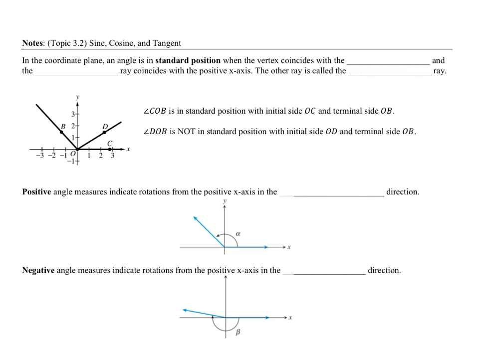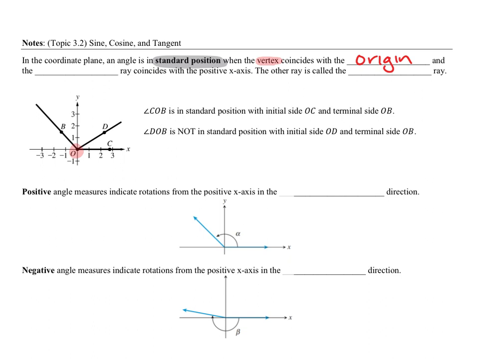So just to get vocabulary to be the same, make sure we understand what we're talking about when we deal with angles. Let's make sure we know that in a coordinate plane, an angle is in what's called standard position when the vertex coincides with the origin. So that's the vertex on the origin. Vertex is like the elbow of the angle, so it bends, turns the corner at the origin.